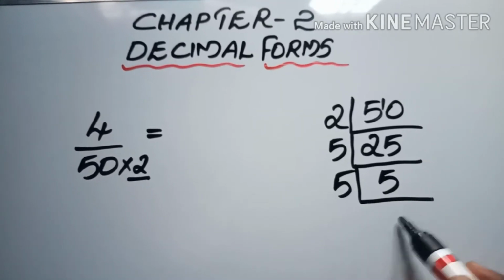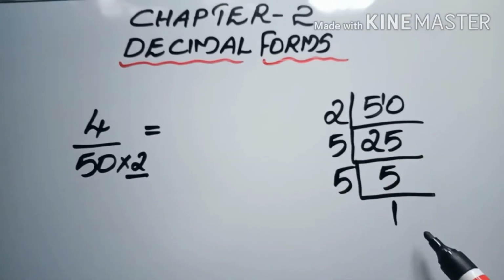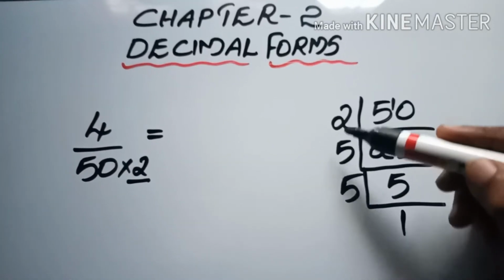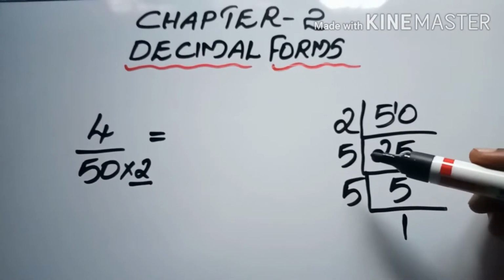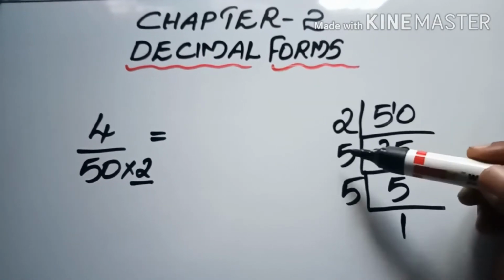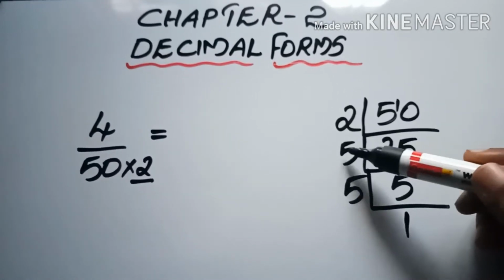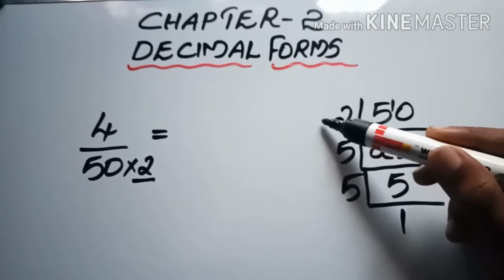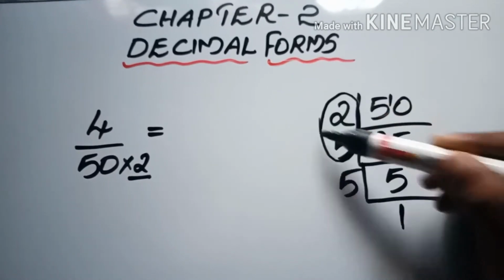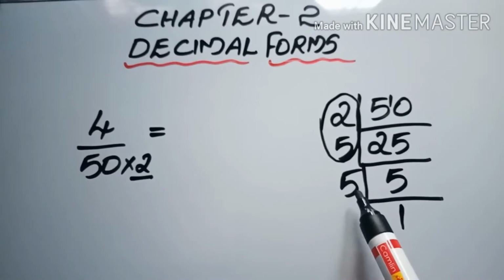In 5, how many 5's? Only 1 5. Okay, after writing this, we need to pair the numbers as a product of 10. We need to pair the numbers which leave a product of 10. So here, in order to get the product as 10, 5 into 2 we need to consider as a pair. 5 2's are 10. Now the remaining number is 5.